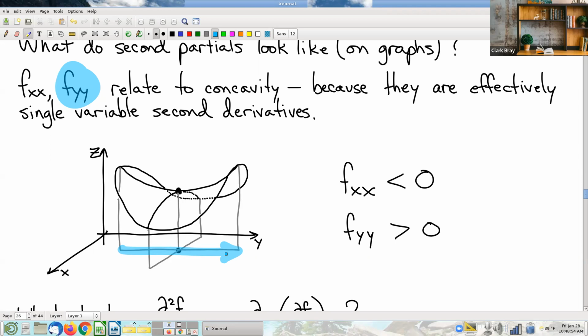Second derivative gives you concavity. And so if, for example, as I have drawn here, that y second derivative is positive, well, then in that y direction, concave up. So I think that part is pretty relatable.